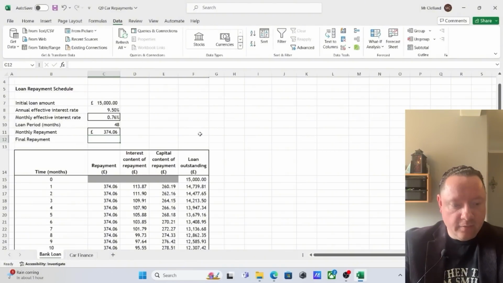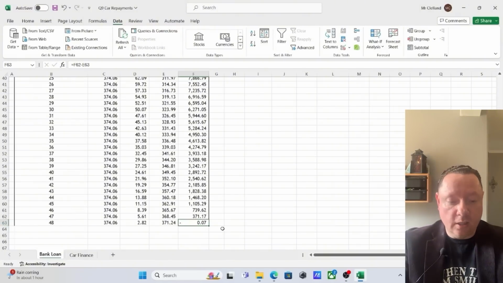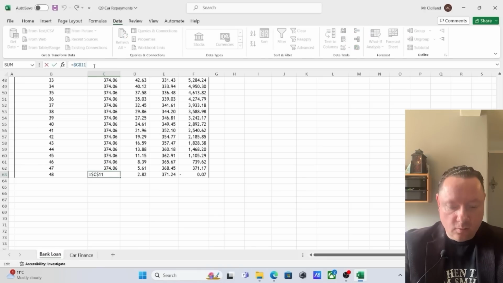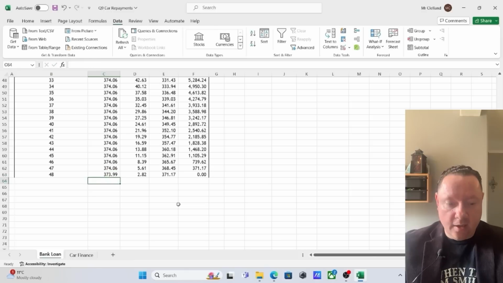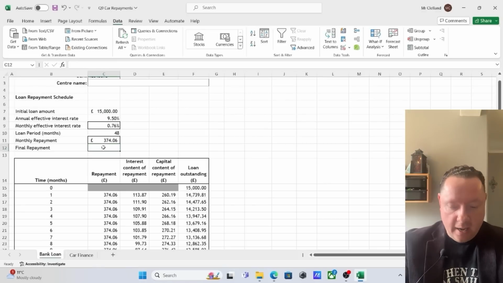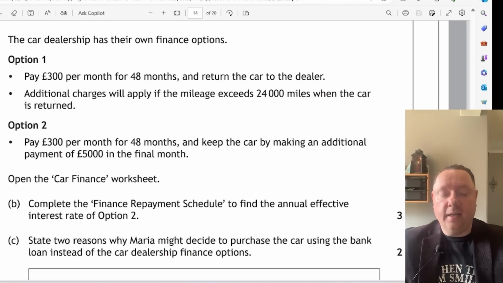Now it will change everything except there will be an extra or a little bit less here. So to adjust for that, click this box, check what that says, minus 0.07, so click minus 0.07. If it's a positive number here, put add instead, press enter, you'll notice that now jumps to 0 and you've got a final repayment amount of 373.99. So you can just put that in this box. And we're done there.